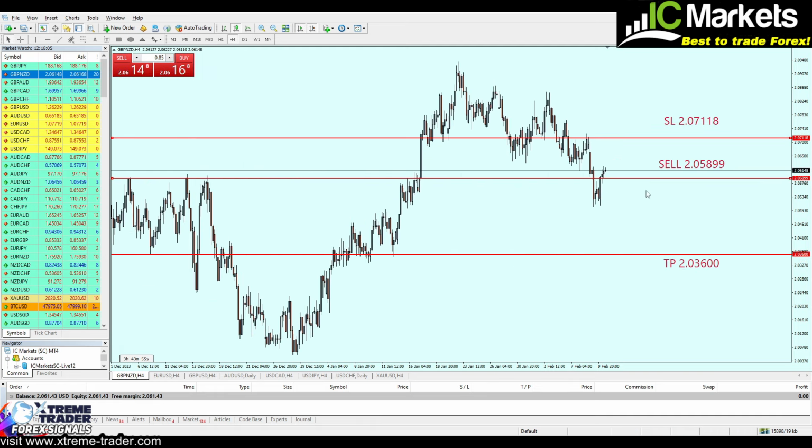Oh, by the way, guys, that's actually important. I have sent a deal of the day to sell the Pound NZD from this level at 2.05899.